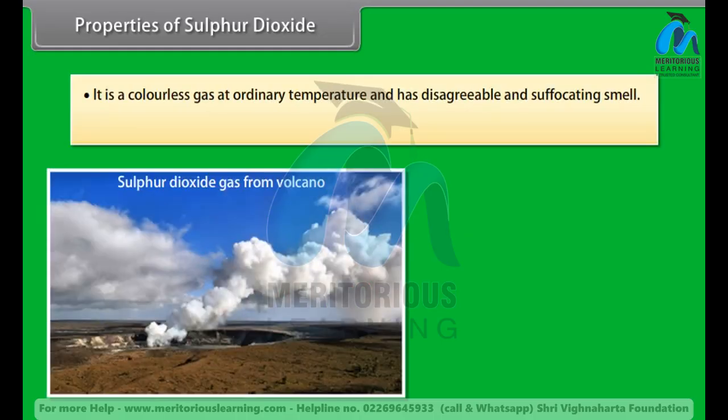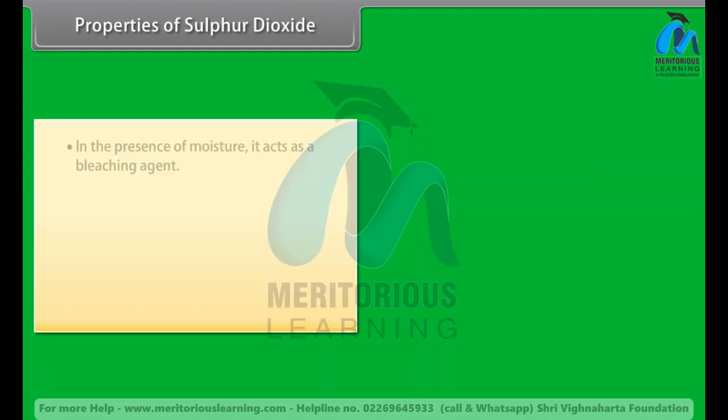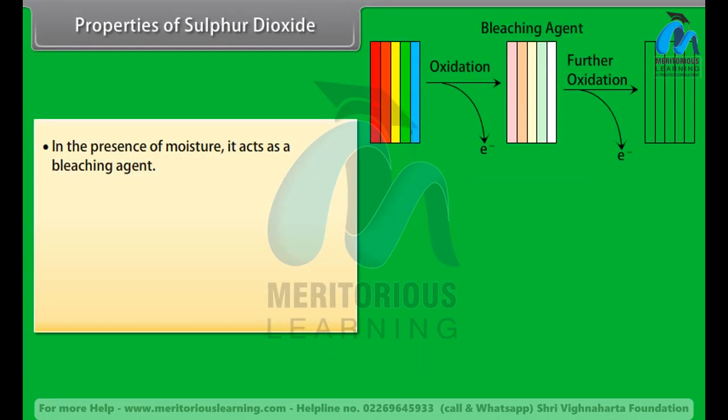It is a colorless gas at ordinary temperature and has disagreeable and suffocating smell. It reacts with alkalis, forming sulfides and bisulfides. In the presence of moisture, it acts as a bleaching agent.